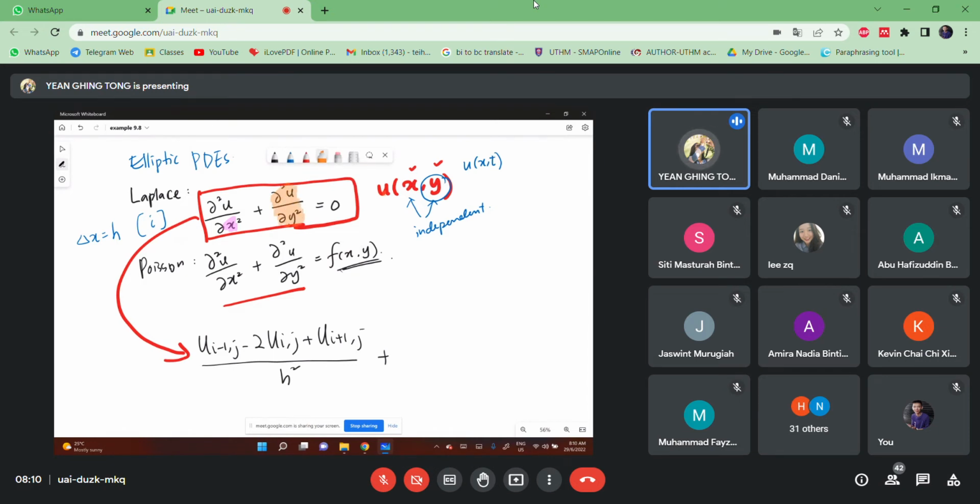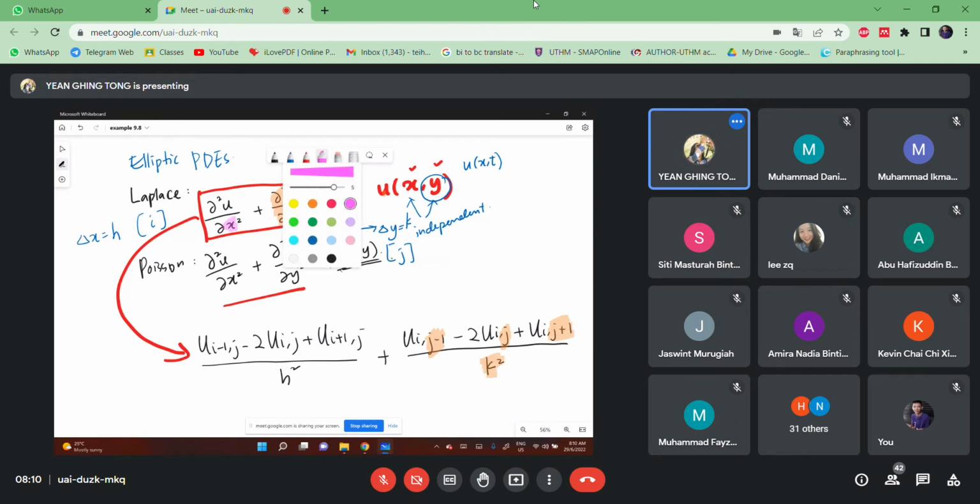the second partial of u with respect to y. For y, the step size of y is k, and what changes is j. So here will be u(i,j-1) minus 2u(i,j) plus u(i,j+1), divided by k squared. This one changes j minus 1, j plus 1, with step size k, and this one is step size h with i minus 1, i plus 1.